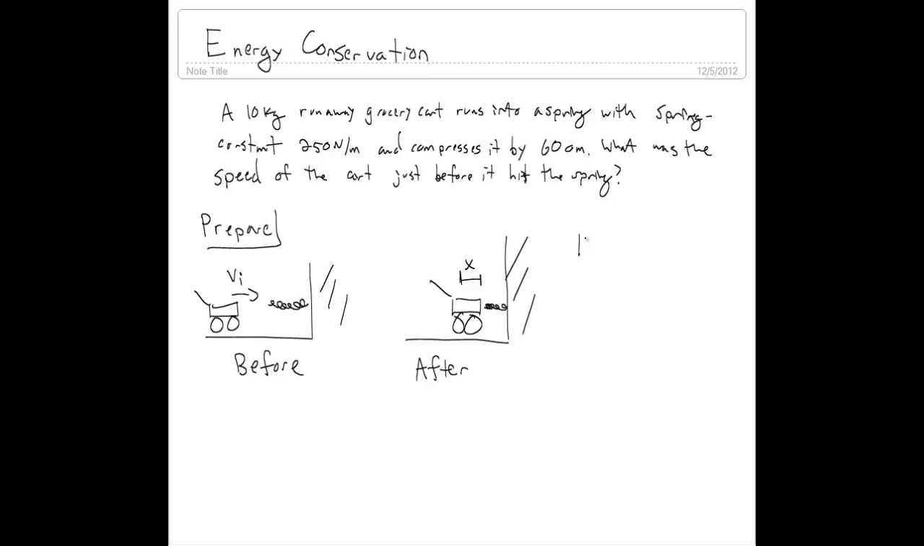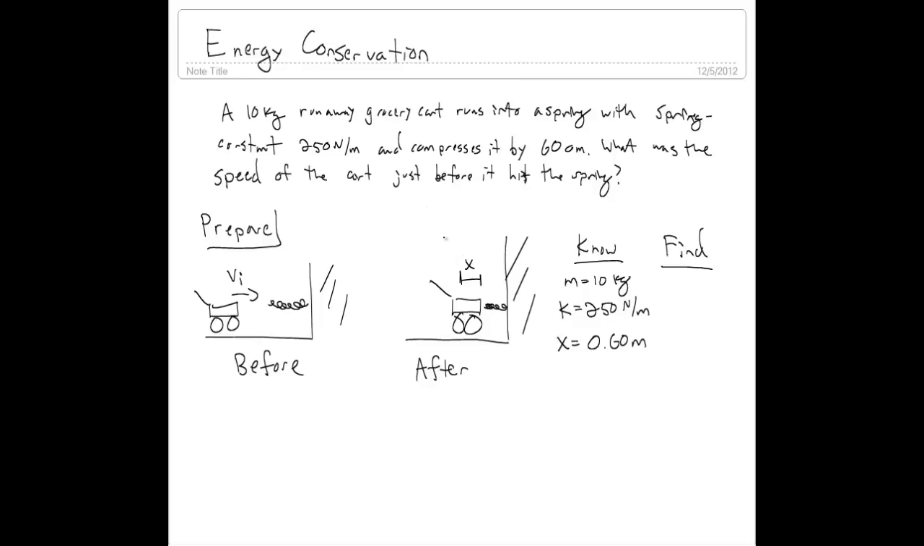So let's just list some of the things we know and what we want to find. We know the mass of the shopping cart, 10 kilograms. We know the spring constant of the spring, 250 newtons per meter. And we know the compression of the spring, 60 centimeters or 0.60 meters.